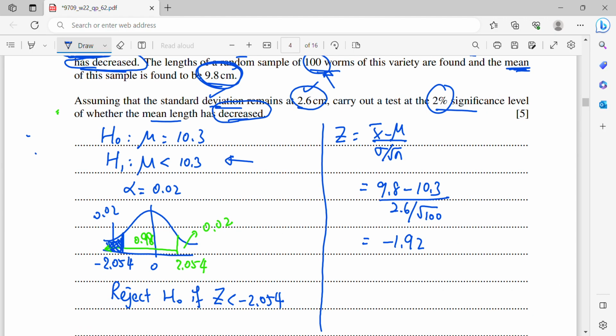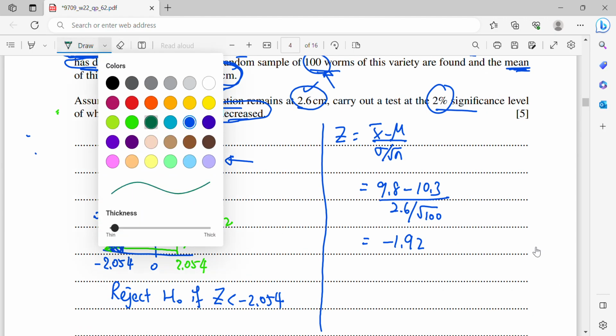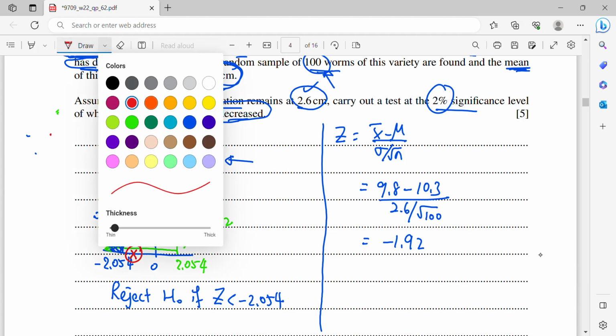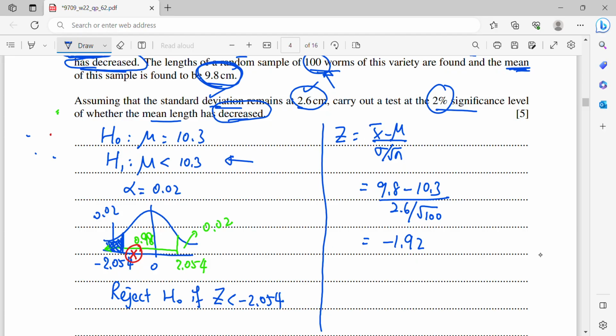So negative 1.92, let me mark it on the graph, which is before negative 2.054. Alright, so from here our conclusion is, since the calculated value is greater than negative 2.054, the decision is do not reject H naught, or you may say accept H naught, right? So do not reject H naught.